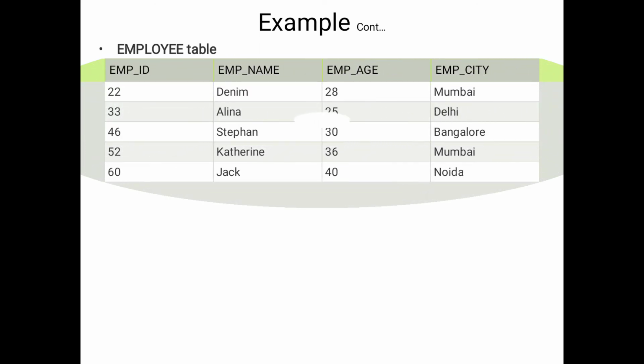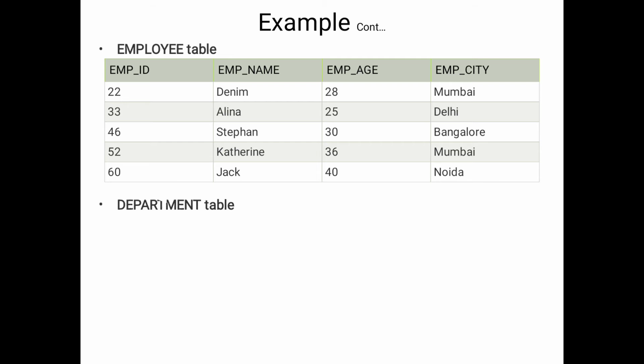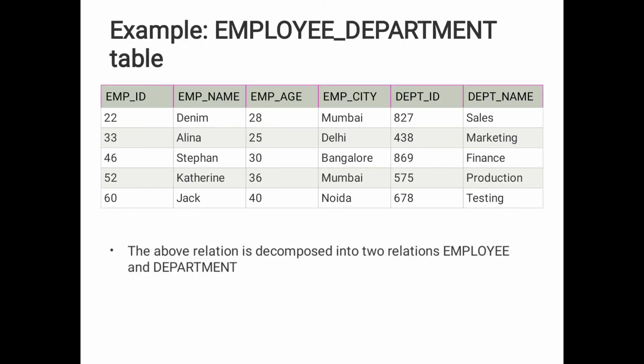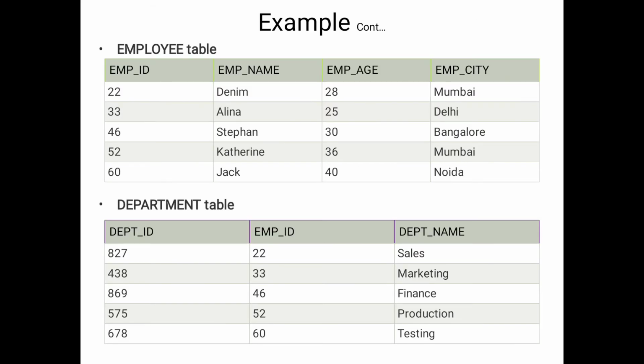First I will divide the employee table. Here I will consider 4 fields of information: employee id, employee name, employee age, employee city. In the department table I will consider the employee id, department id, department name. Actually, in the original table only 6 fields of information are available, but at the time of decomposition in the first table we have 4 fields. In the second table we have 3 fields. That means a total of 7 fields are available.